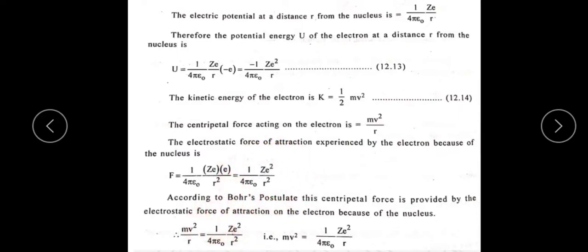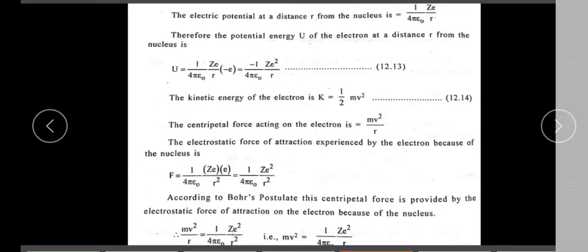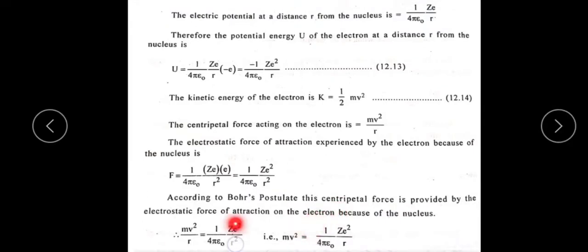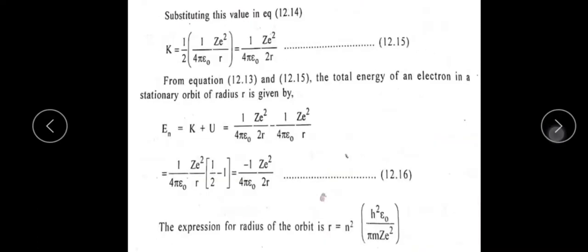One r gets cancelled, and one r remains in the denominator. Keeping mv square as it is, mv square is equal to 1 by 4 pi epsilon naught, Ze square divided by r. One r is cancelled, that's why one r remains here.